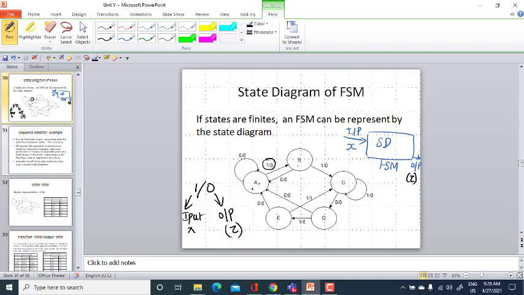So for example, if this is q of t, this will be q of t plus 1. With the present state and with the input 1, you have an output 0, and the state of the machine is q of t plus 1 when the clock transition happens at t plus 1. So this is how you will be representing it.